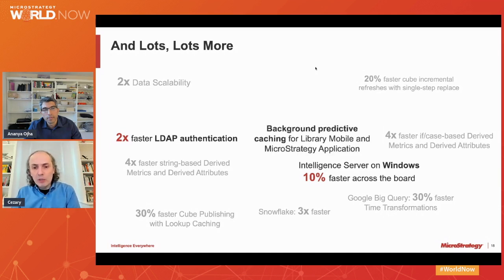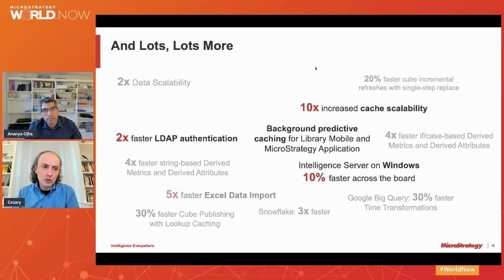Obviously, one of the biggest new capabilities in MicroStrategy 2021 is the MicroStrategy application and the adoption of predictive caching and library model. With MicroStrategy 2021, all of the predictive caching jobs run in the background using all of the idle capacity of the system, but without impacting the performance or experience of interactive jobs or scheduled jobs. To support this, we've increased the cache scalability by more than 10 times to ensure that the intelligence system can effectively cache and serve those caches to all of the library mobile and MicroStrategy application users.